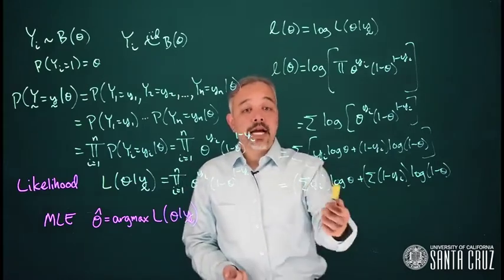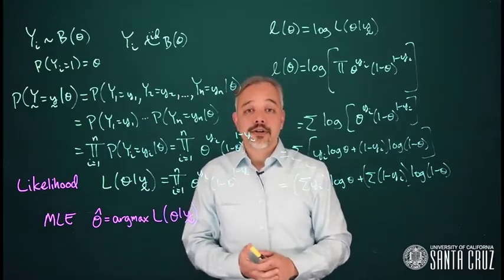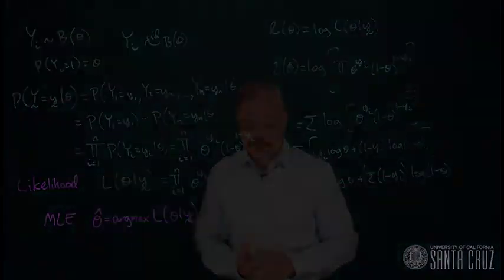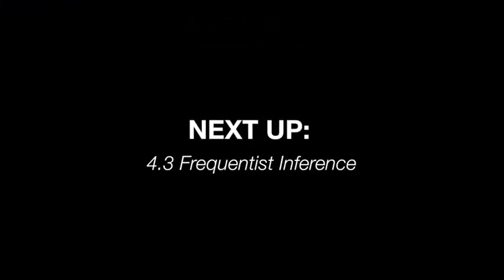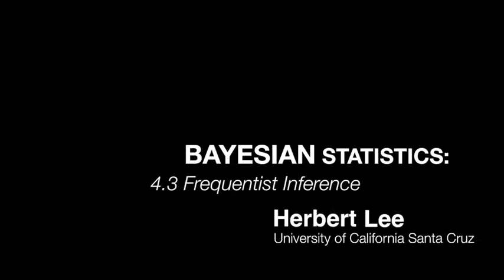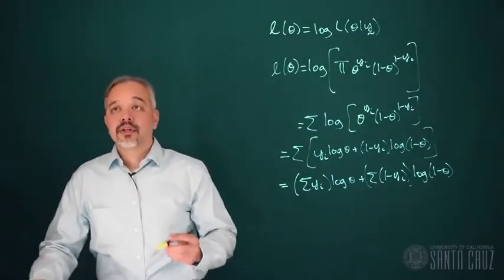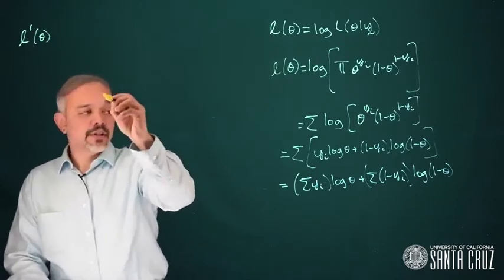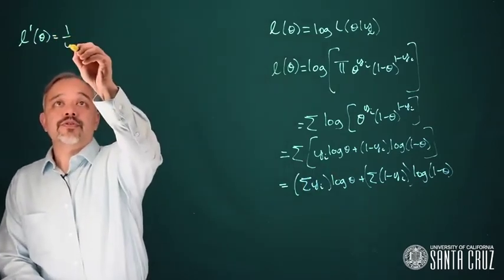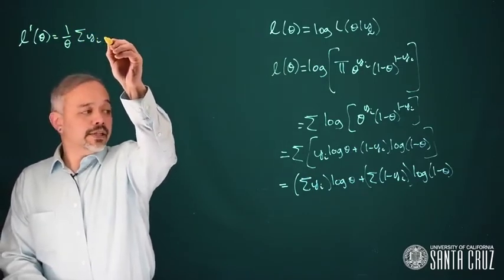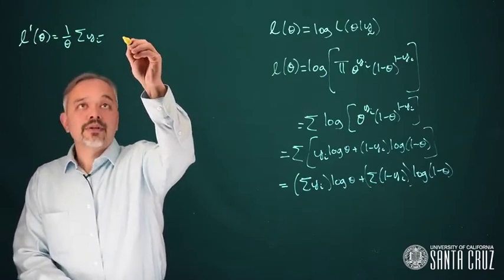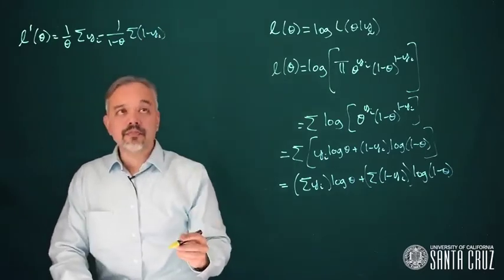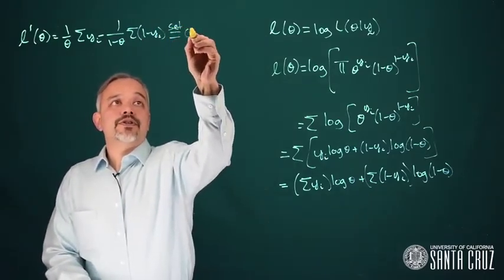How do we find the theta that maximizes this function? If you recall from calculus, we can maximize a function by taking the derivative and setting it equal to 0. So we take the derivative of the log likelihood, which I'm going to denote L prime of theta. Taking the derivative here, the derivative of log of theta is 1 over theta. And then we subtract from that 1 over 1 minus theta times the sum of the 1 minus y sub i's. We then set this equal to 0 and solve for theta.